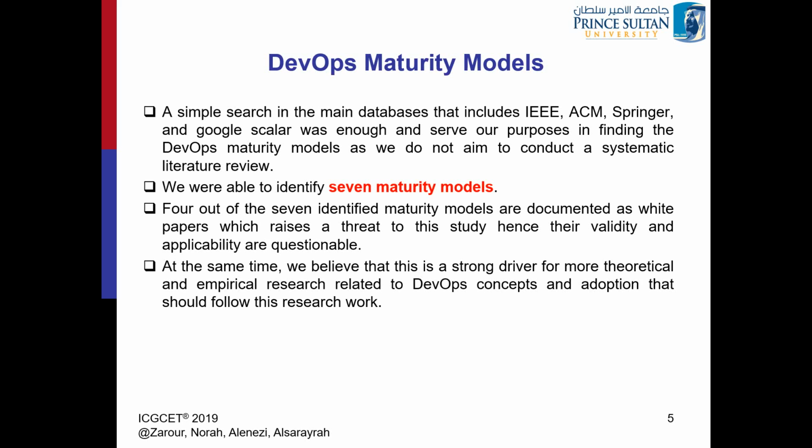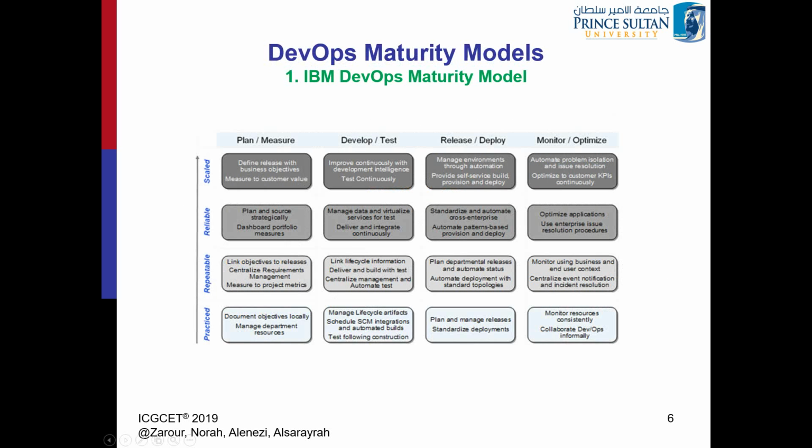4 out of the 7 maturity models identified are documented as white papers, which raises a threat to this study, hence their validity and applicability are still questionable. At this time, we believe that this is a strong driver for more theoretical and empirical research related to DevOps concepts and adoption that should follow this research work. Now, I will scan quickly the different maturity models discovered in the literature.